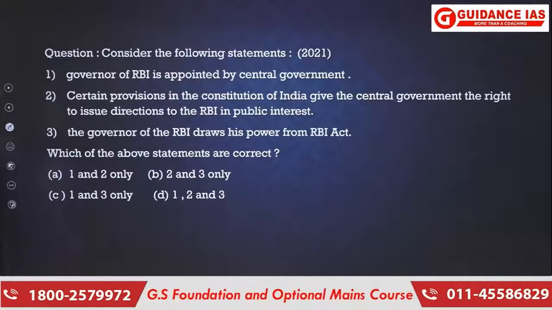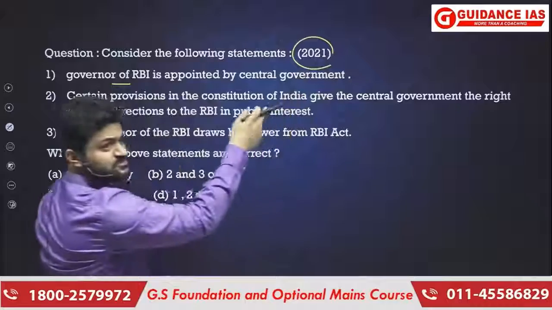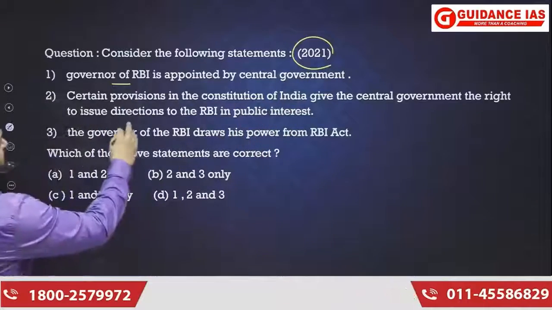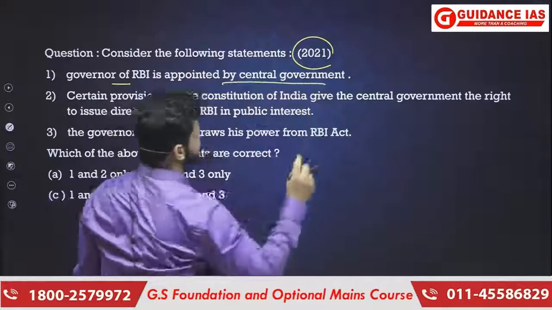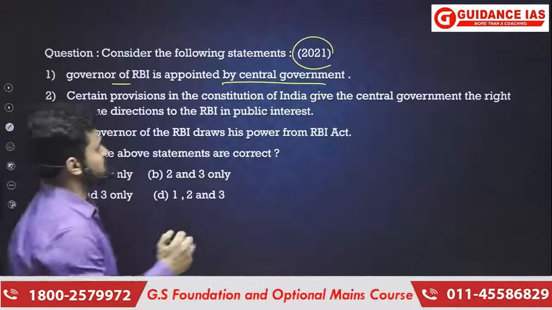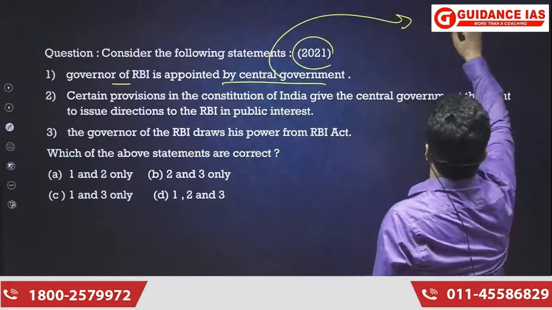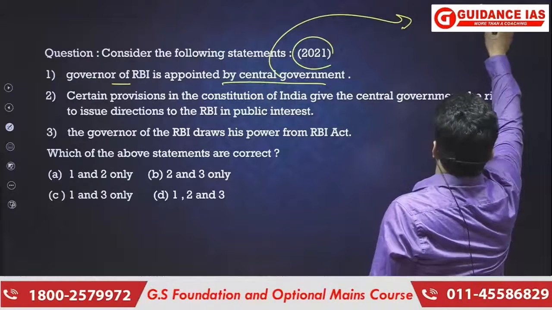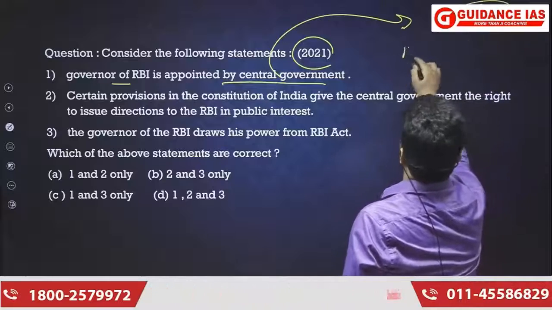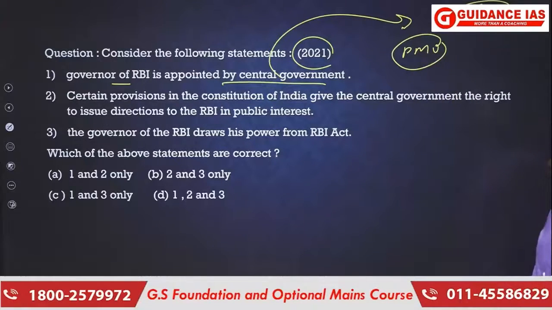Next question. Consider the following statements. The governor of RBI, this is from 2021, so last prelims. The governor of RBI is appointed by the central government. We studied when we were doing the most basic information on RBI that the appointment is governed by the RBI Act, where the governor is appointed by PMO on the advice of the finance ministry. This is the information that I told you.